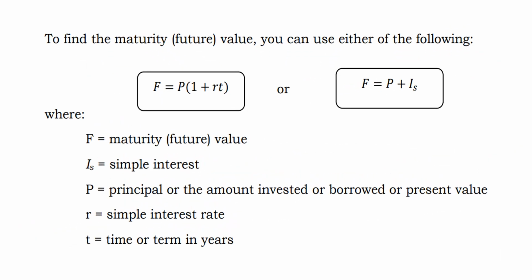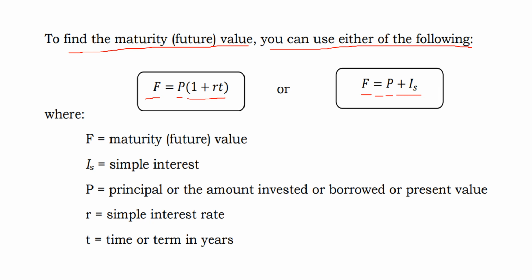So to find the maturity or future value, you can use either of the following. Your F, or your future value, is equal to P multiplied by 1 plus RT, or F is equal to P plus IS. So two different formulas, but we can arrive at the same answers.